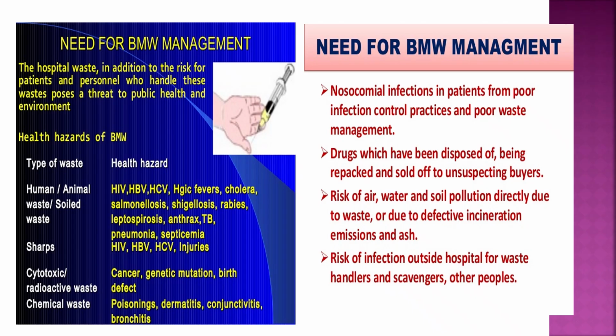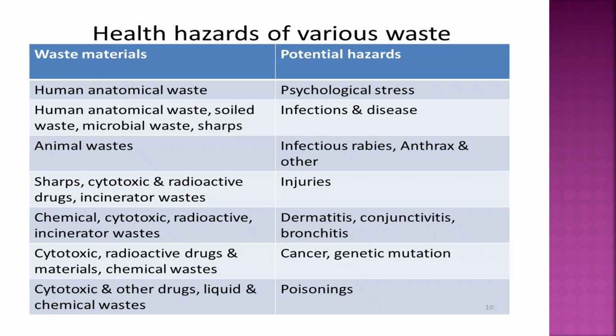Then sharps can transmit infections like HIV, hepatitis B and hepatitis C. Then cytotoxic or radioactive waste can cause cancer, genetic mutation or birth defects. Then chemical waste can cause poisoning, dermatitis, conjunctivitis, bronchitis. So there may be health hazards like psychological stress, infectious diseases, or injuries, cancer, genetic mutation, birth defects, poisoning. So all these are associated with the hazards of the waste.